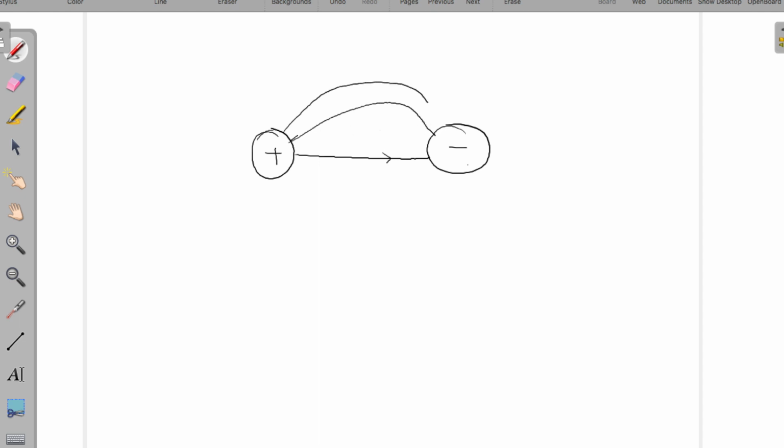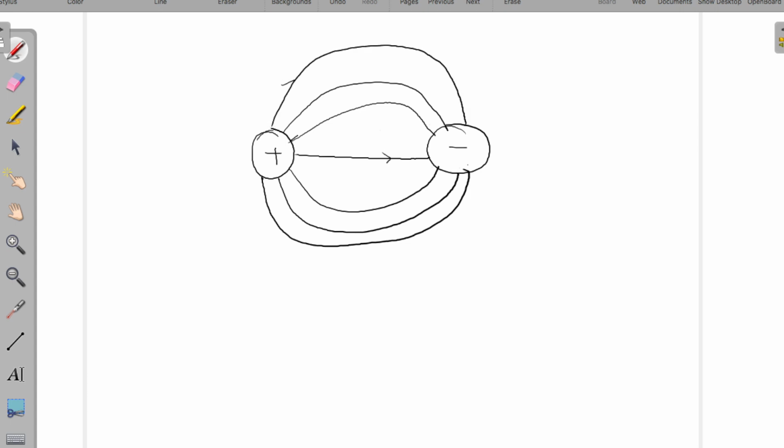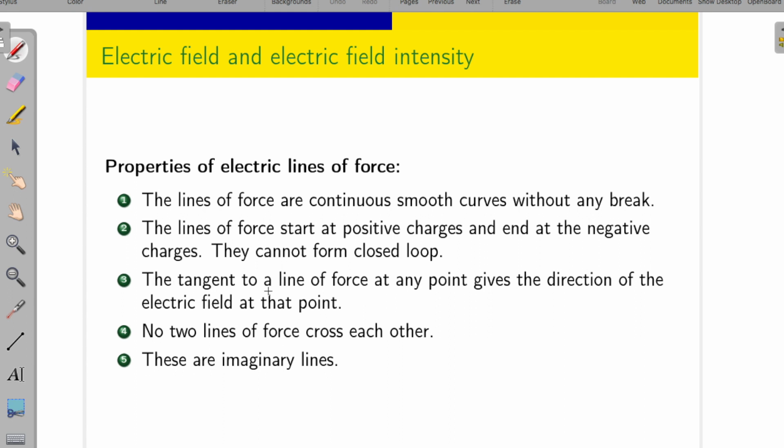If we draw the electric lines of force, they will look like this. The directions are like this. They emit from the positive charge and enter the negative charge. These electric lines of force are smooth and continuous. The other property is that the tangent to the line of force at any point gives the direction of the electric field at that point.